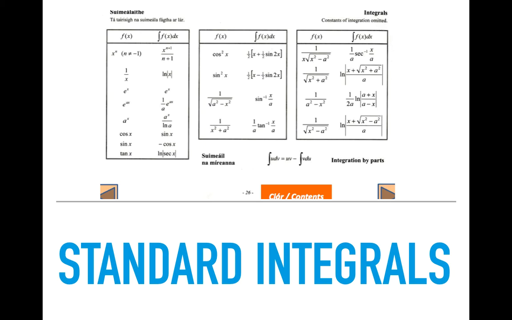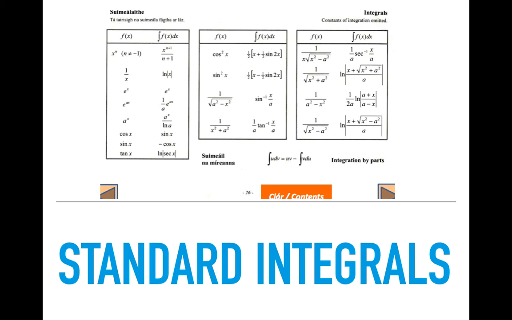x to any power. When you want to integrate it, you add 1 to the power and divide by the new power. So if you had x cubed, then what you'd do is you'd add 1 to it, you divide by it, and the integral of x cubed would be x to the power of 4 divided by 4. Just as an example, you've probably seen that already.